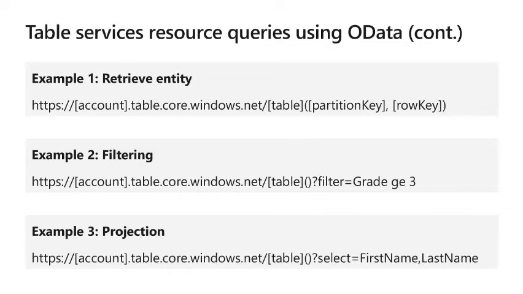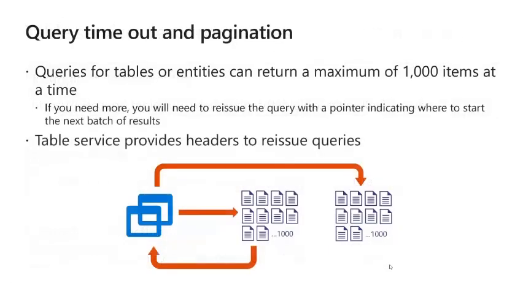The second example is for filtering. This example explains filtering by using OData syntax, where you send the filter grade ge 3. And in the third one you have projection, where the third example uses standard OData syntax for projection. And you say table, question mark, $select equals FirstName and LastName, which is saying what to select from there.